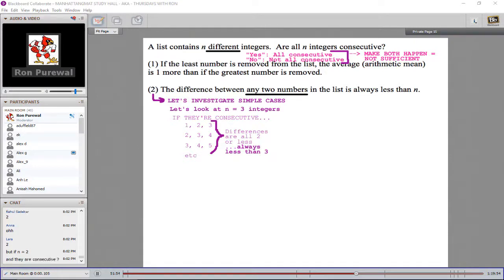It's going to be the same thing if n is 2. It actually works the same way, because then the difference would be 1. We have 4 integers, 1, 2, 3, 4, 2, 3, 4, 5, etc. These differences are all 3 or less. The biggest difference you can make is 4 minus 1 or 5 minus 2. Now the other ones are smaller than that.